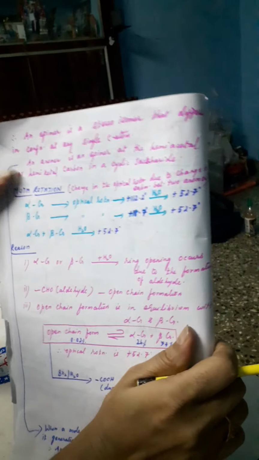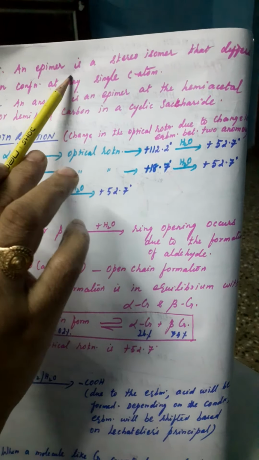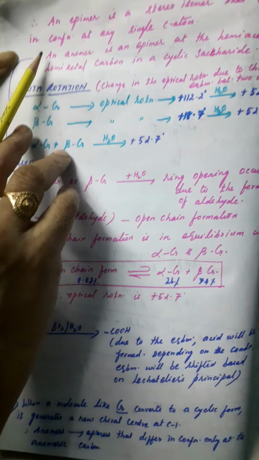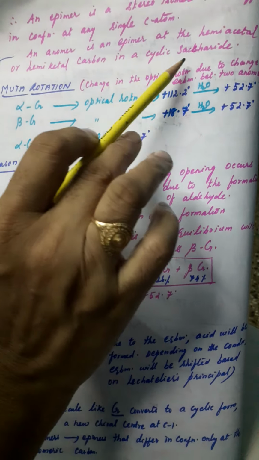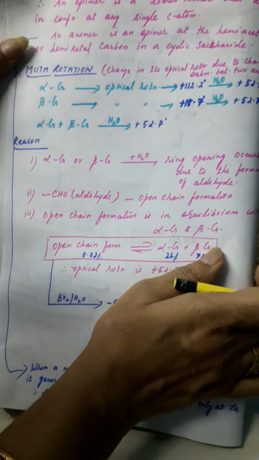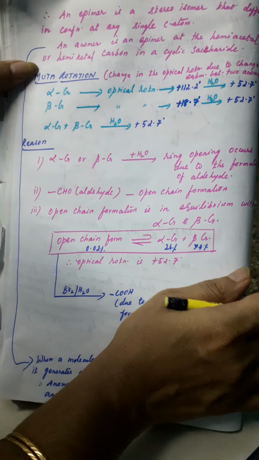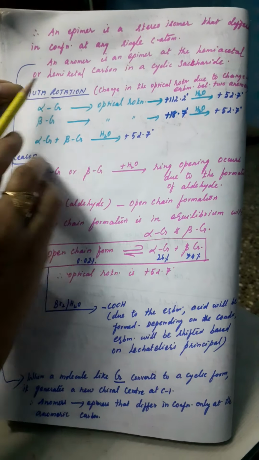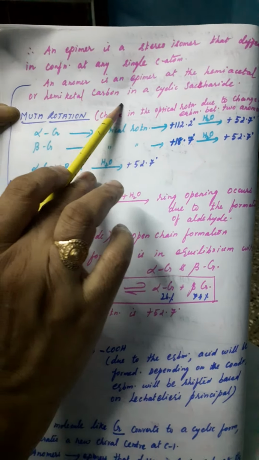An epimer is a stereoisomer that is different in configuration at any single carbon atom. Therefore, an anomer is an epimer. Epimers differ in one carbon atom configuration. An anomer is an epimer at the hemiacetal or hemiketal carbon in a cyclic saccharide. We come across the words hemiketal and hemiacetal, which are a kind of cyclic form, and you will learn it a little better in the coming classes. Therefore, an anomer is an epimer at the hemiacetal or hemiketal carbon.